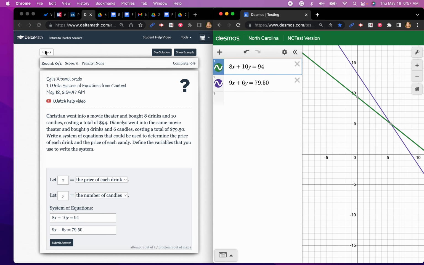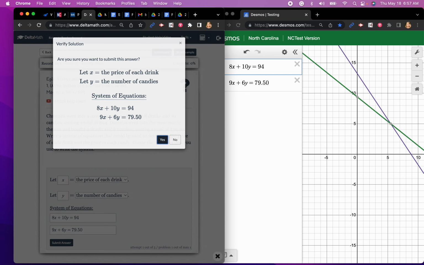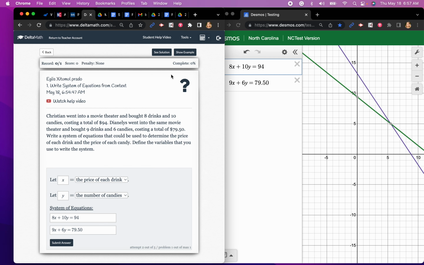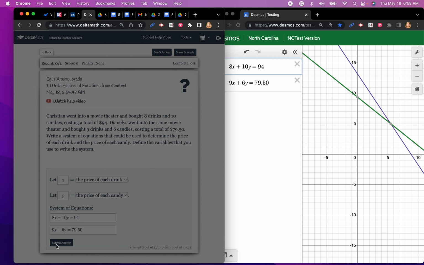All right, and that's how that works. Eight drinks, 10 candies, 94, 9 drinks, 6 candies, 79.50. Oh, look what I messed up on. I didn't click right there at the price of each candy. My apologies. So good thing it tells us when we're wrong. Be careful that you pick the right variable. I showed you exactly what not to do. Just be careful when you're reading. All right, and then we're good.